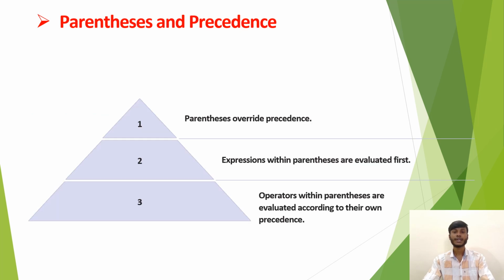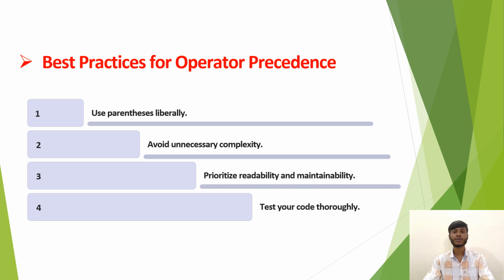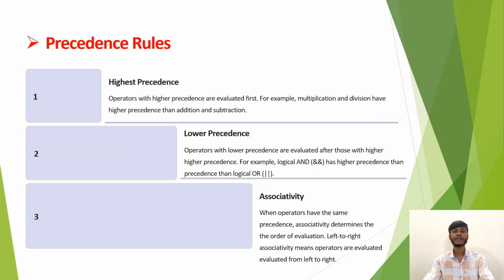Parentheses and precedence. Parentheses override precedence. Expressions within parentheses are evaluated first. Operations without parentheses are evaluated according to their own precedence. Best practices for operator precedence: use parentheses liberally, avoid unnecessary complexity, prioritize readability and maintainability, and test your code thoroughly.